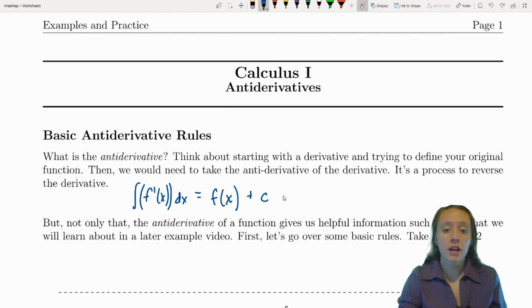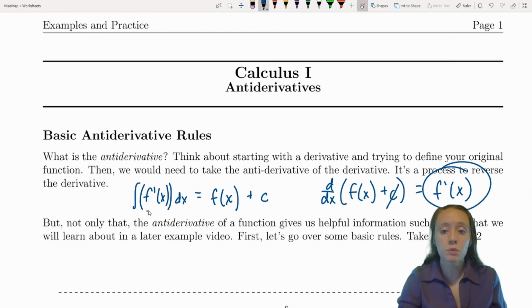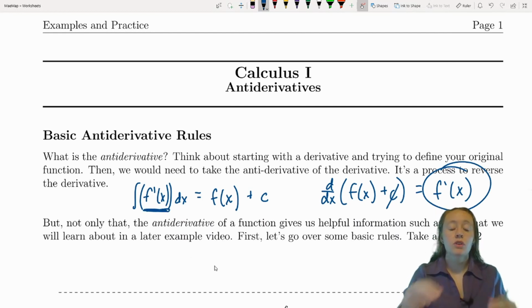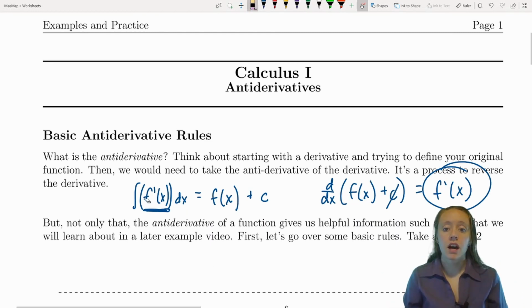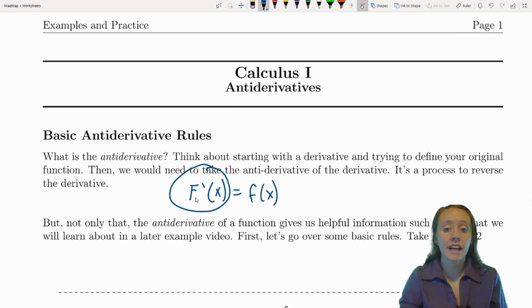Now think about it. What happens when we take the derivative d dx of some function f of x plus c? What does that go to? Well, c is a constant that goes to 0. Taking the derivative of f of x goes to f prime of x. And there we go. That was what was inside of our integral. So essentially, taking the antiderivative is reversing the derivative. Another way to note this is that f prime of x equals little f of x. The derivative of our antiderivative, big F, equals f of x.